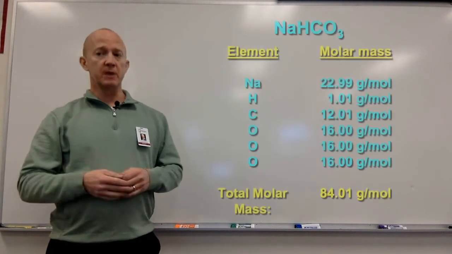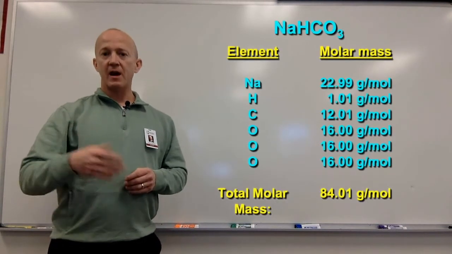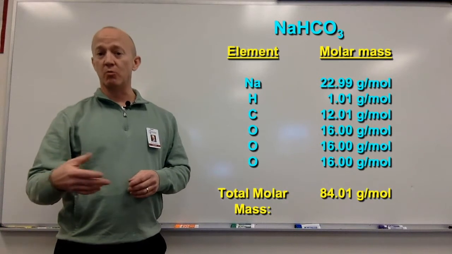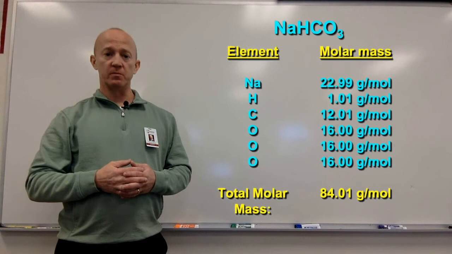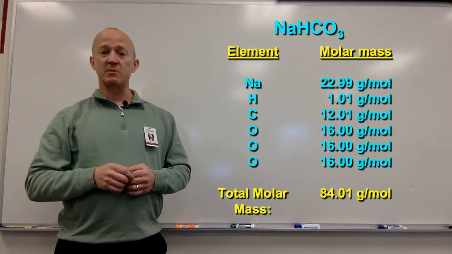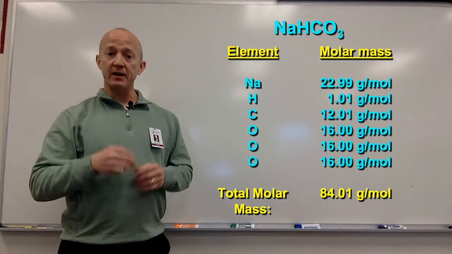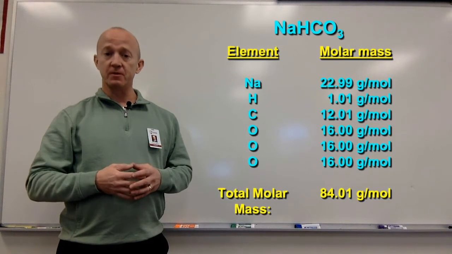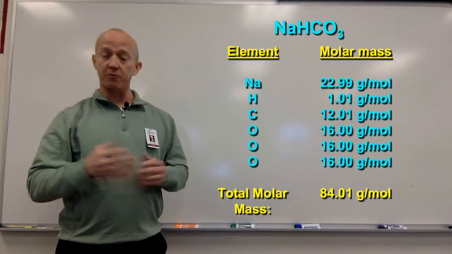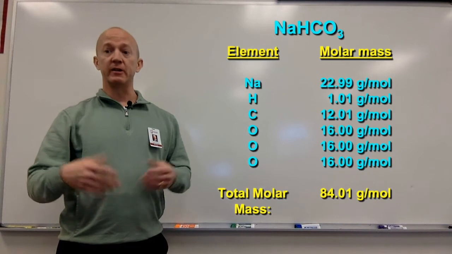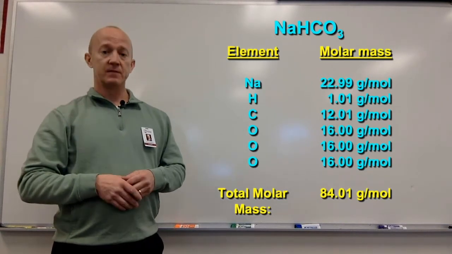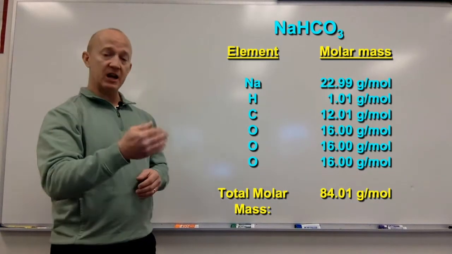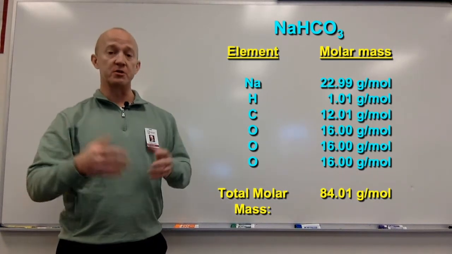You've got the sodium, about 23 grams per mole, hydrogen, which is about 1.01 grams per mole, carbon, 12.01 grams per mole, and oxygen, 16 grams per mole. However, there are 3 oxygens in the formula, aren't there? So we have to do 3 times 16, or 48. Putting it all together, we get a little more than 84 grams per mole for sodium bicarbonate. Now we can use percent by mass on each element to find our total percent composition.